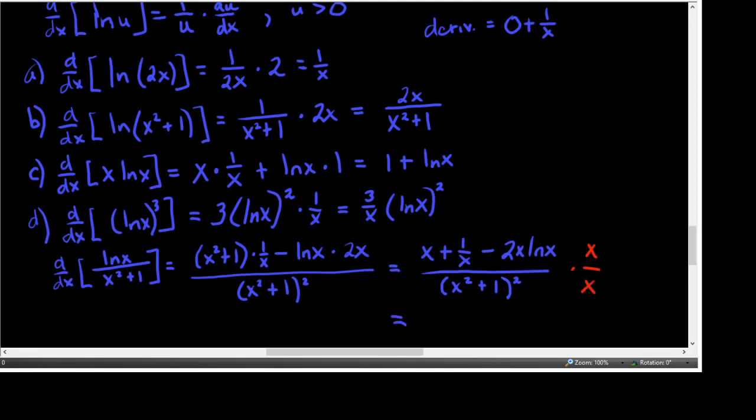And so that becomes, when you distribute, x squared plus 1, of course now the fraction's gone, minus 2x squared ln of x, all over x times x squared plus 1 squared. All right, this is a good stopping point, so I'm going to halt this and go to another part for the rest of the lecture.